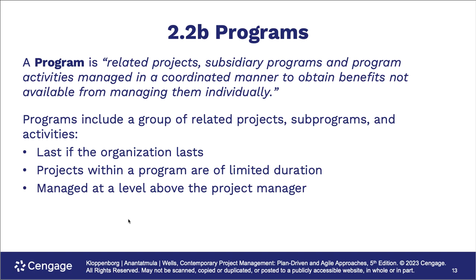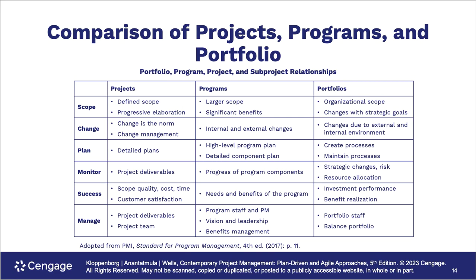Programs, related projects, subsidiary programs, activities. These are the interrelationships among different projects. So here's a comparison of projects, programs, and portfolios. Again, I'm not going to read this to you, but it just shows you the scope, how big is it, the change, what's going to happen, a lot of change, little change. What's the plan? Are they detailed or aren't they? How is it being monitored? What qualifies as success? That's one thing we talked about in chapter 1. At least got started in that vein. And then manage. How are we going to control these? How are we going to manage things?